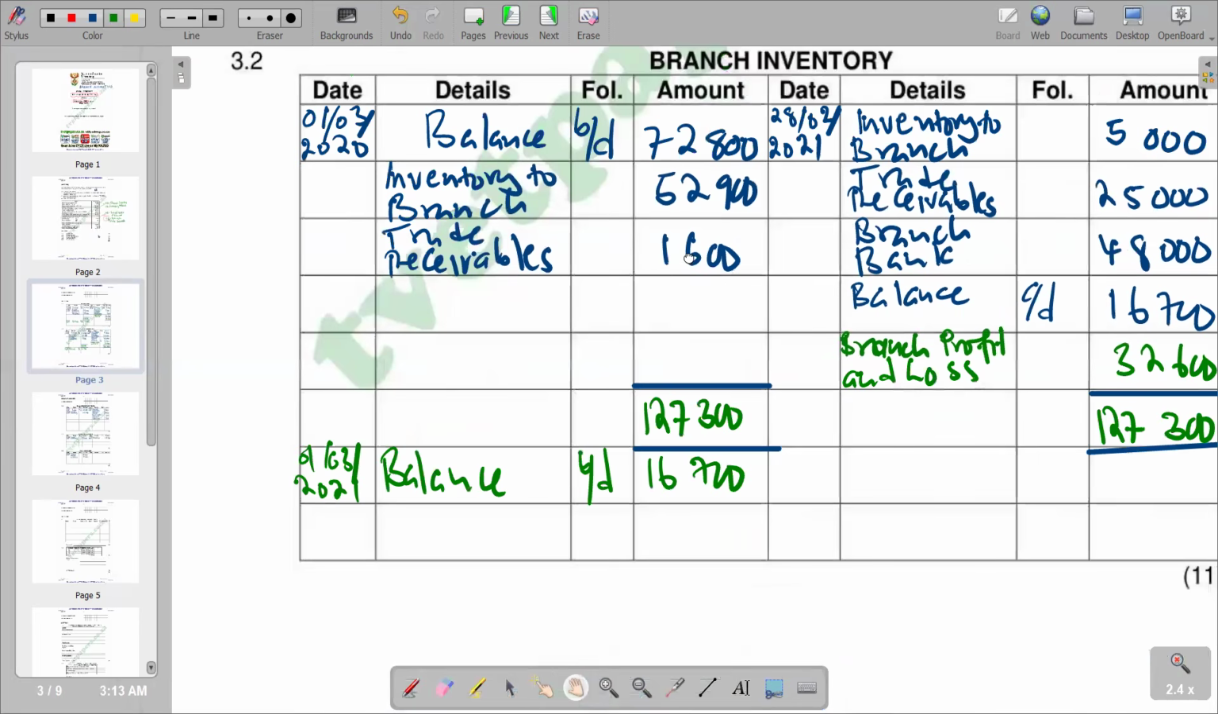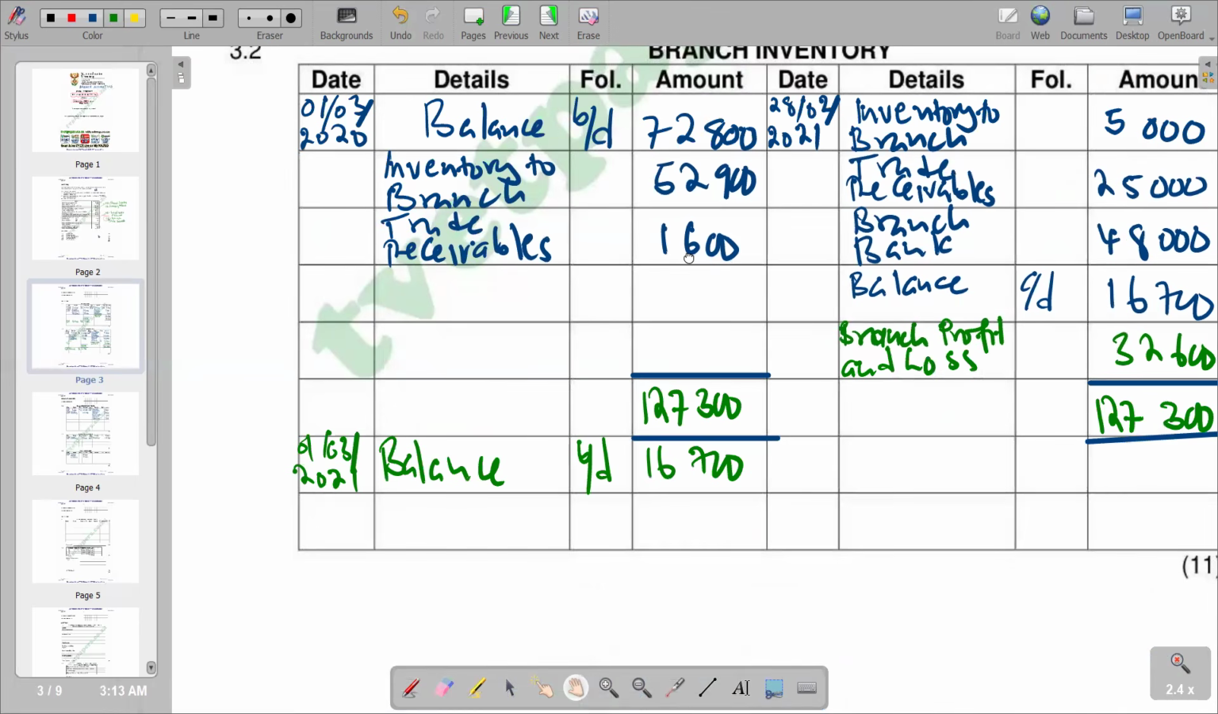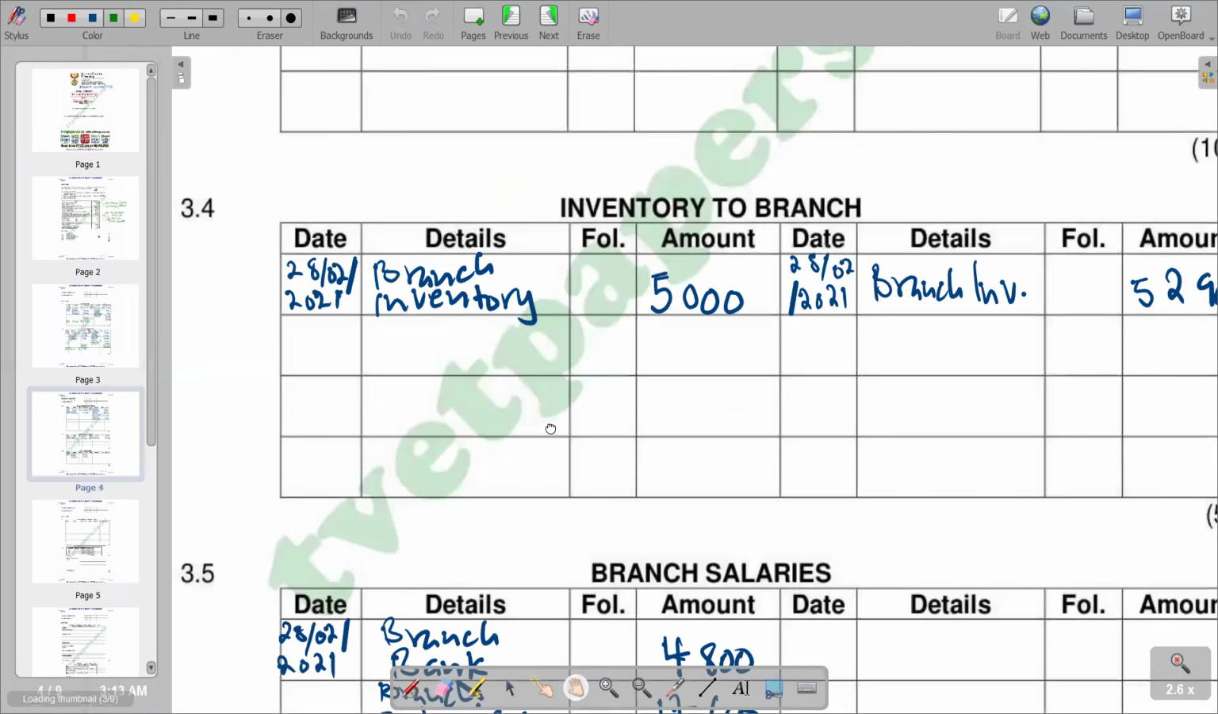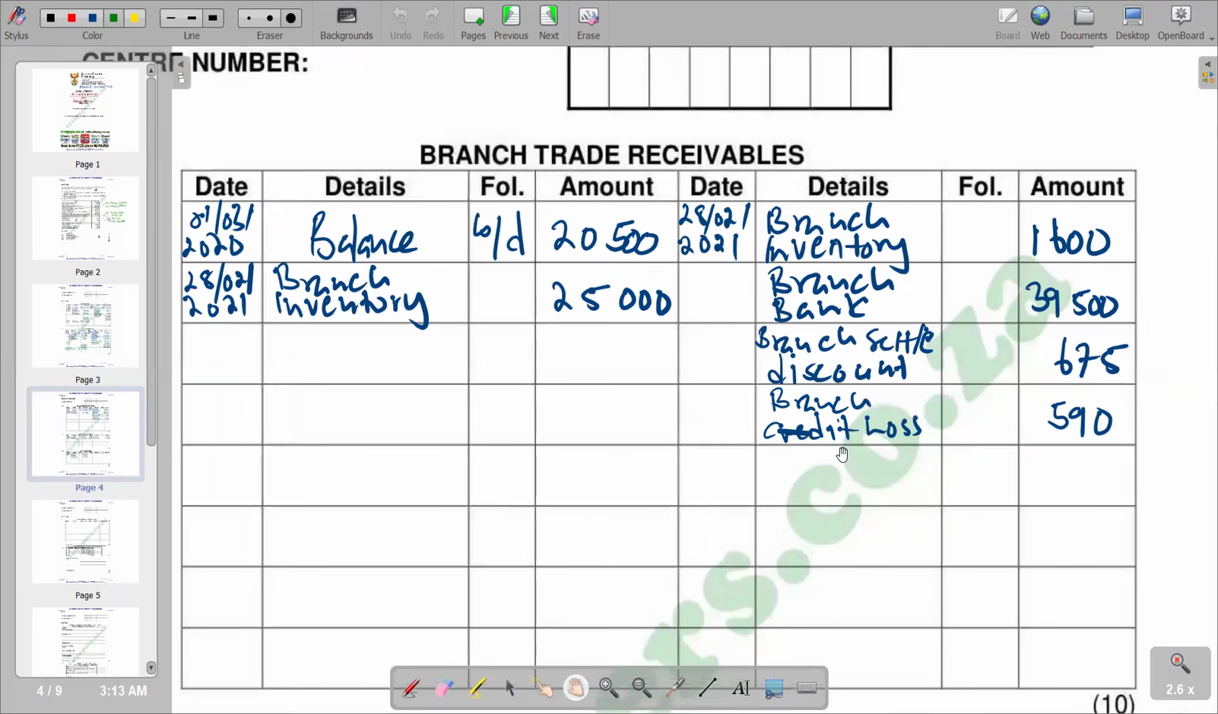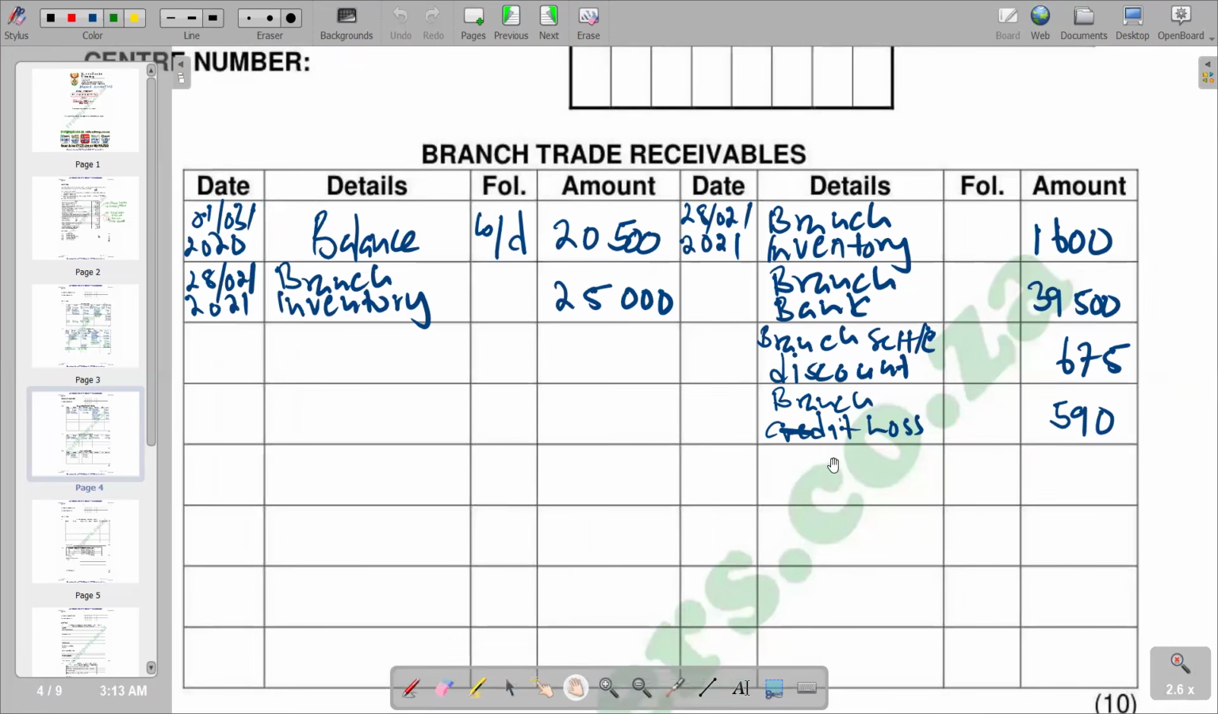Then we can proceed to our next account. Our next account is now 3.3, which is our trade receivables. On our trade receivables, we see that we are not given our balance CD, only a BD, so it means the balancing figure is going to be our balance CD. So we can try to put our double lines, and just keep a line so that we can put our balancing figure.